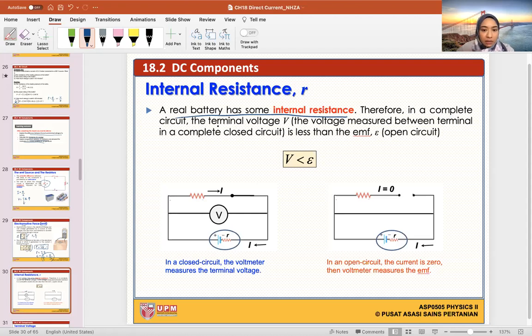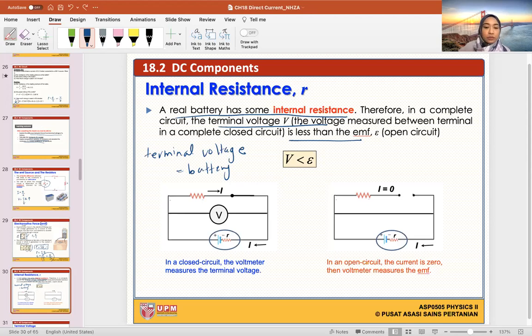Therefore, in a complete circuit, the terminal voltage, the voltage of the battery, is less than the EMF. Okay, so V is going to be less than EMF, because a battery has internal resistance, so the voltage is smaller than the EMF.